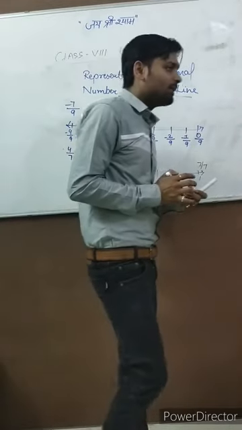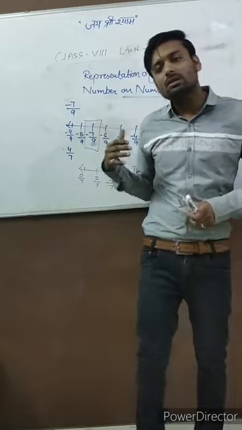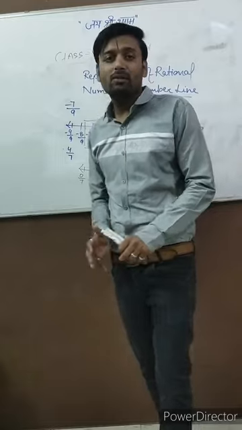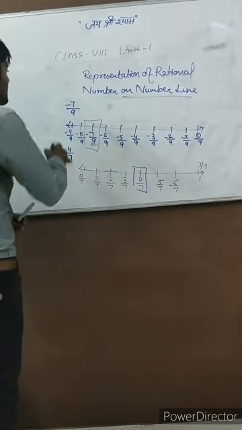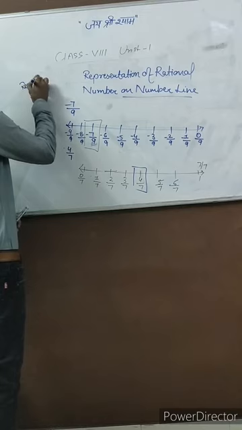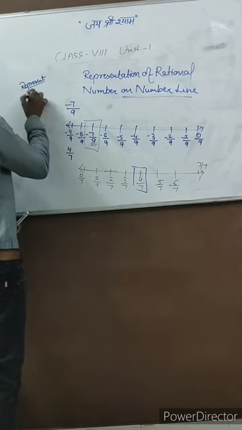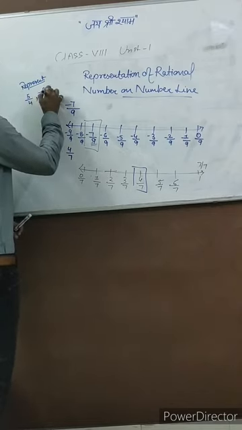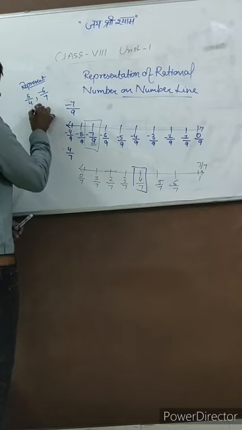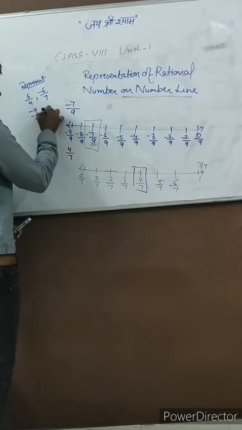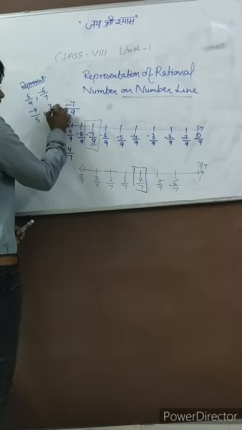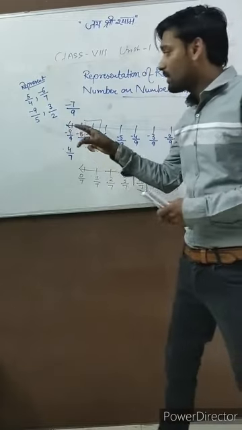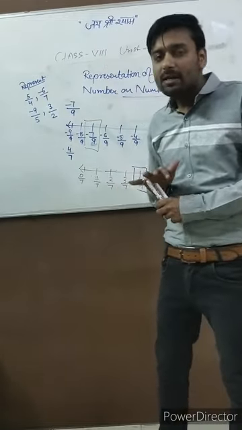It's a very easy concept. You have to practice some questions based on this, and this concept always carries some marks in the examination. So be aware when doing these questions. You have to represent 5 divided by 4, minus 6 divided by 7, minus 9 divided by 5, 3 divided by 2.